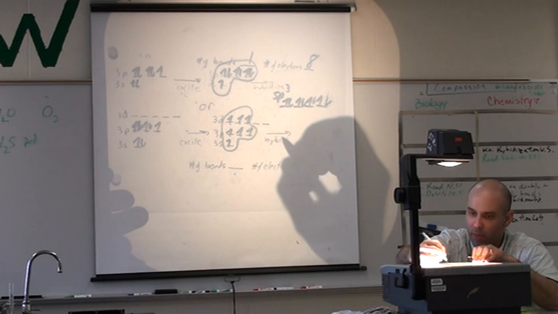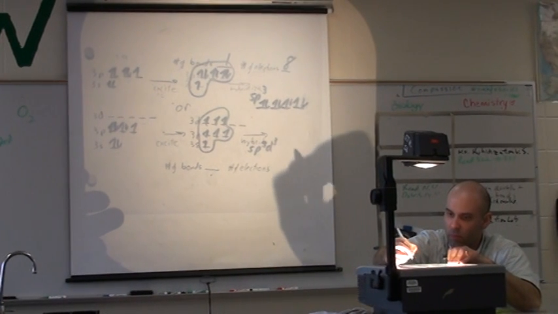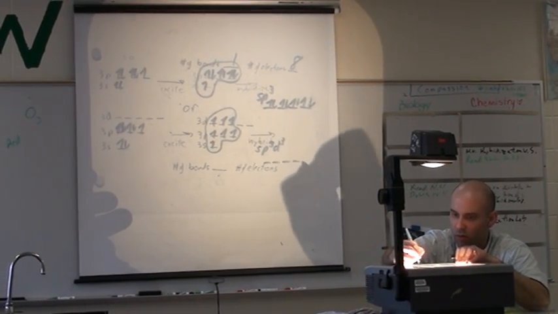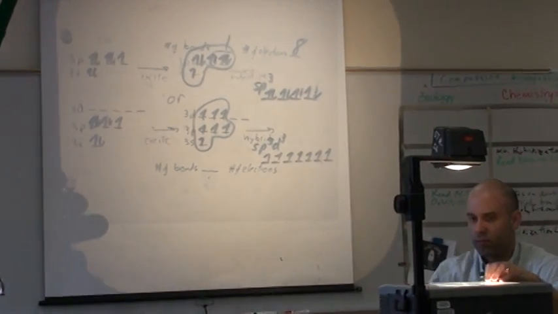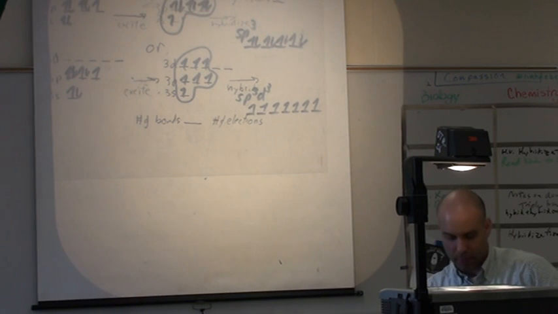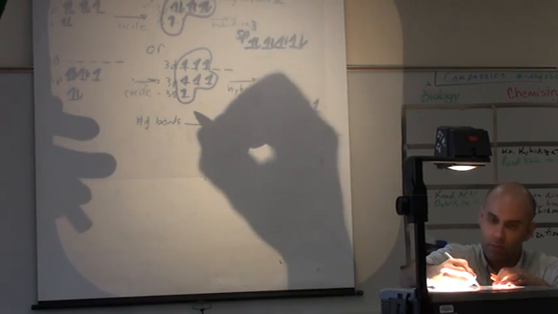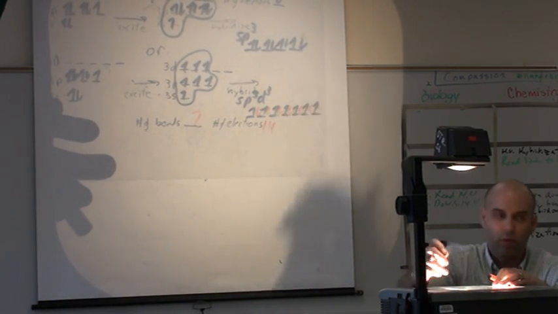So Hannah, what's my hybridization? It's going to be sp3d3. Okay, and how many lines should I draw? 7. 7, and they're each going to have 1 electron. And so I'm going to need a total of 7 bonds, 14 electrons.